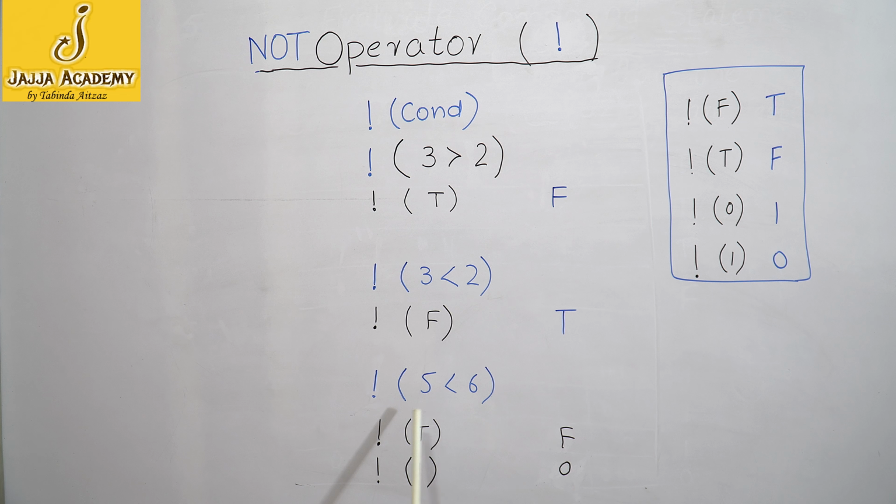In the next example, 5 is less than 6. As this condition is true, it will be evaluated as T, true or 1. And when we apply the NOT operator on this true value, it will be inverted into false. In other words, if the NOT operator is applied on 1, then the NOT operator will invert 1 into 0. That's why the NOT operator is also known as inverter.